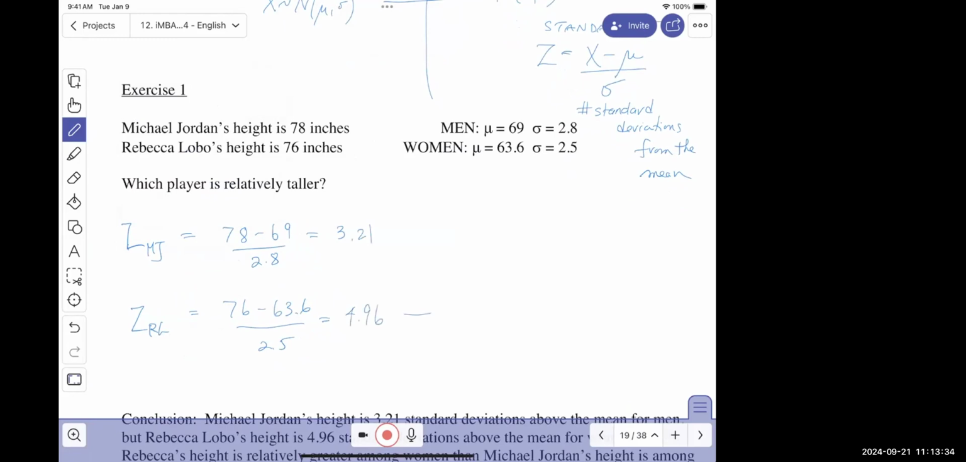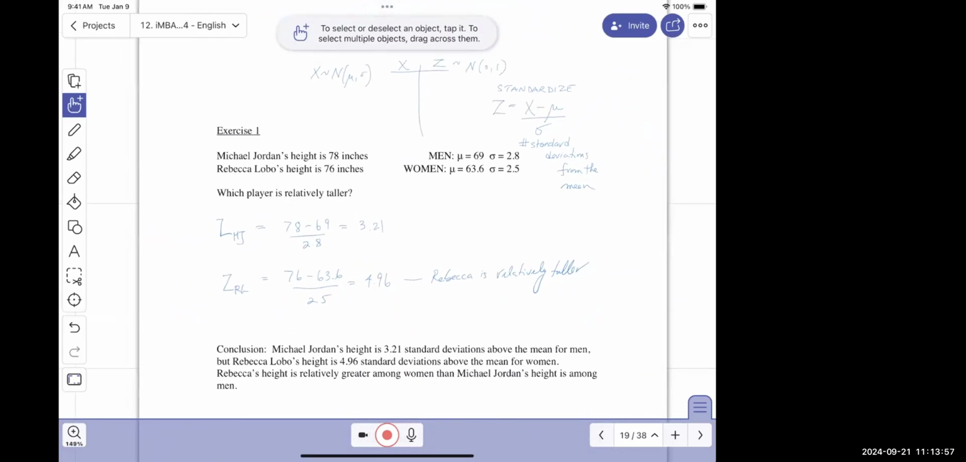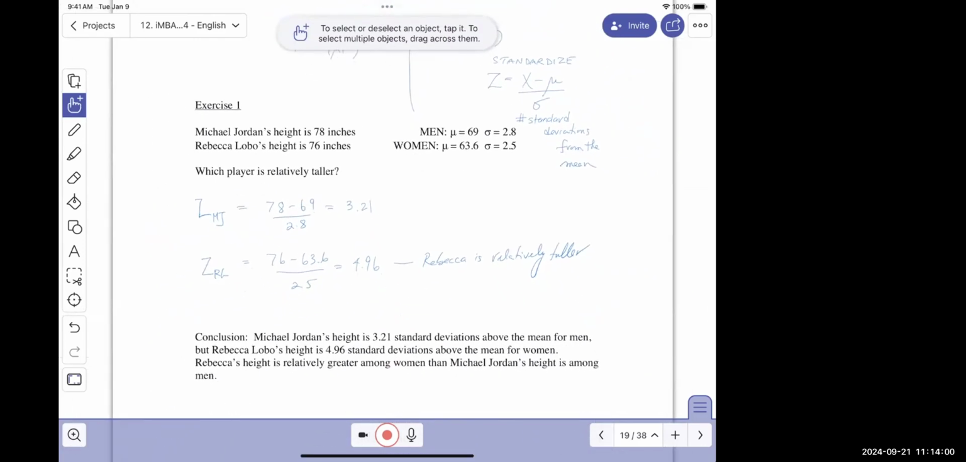So she is relatively taller. She's taller because she is way in the outliers for women. He's an outlier for sure, but she's way in the outliers. Okay, so she's a taller person. So this is how we make numbers comparable, normal distributions comparable, or numbers from different distributions comparable. We standardize. Any questions about that?